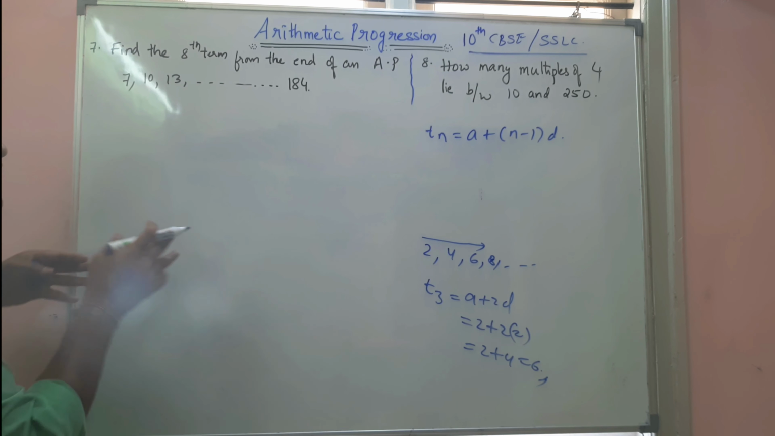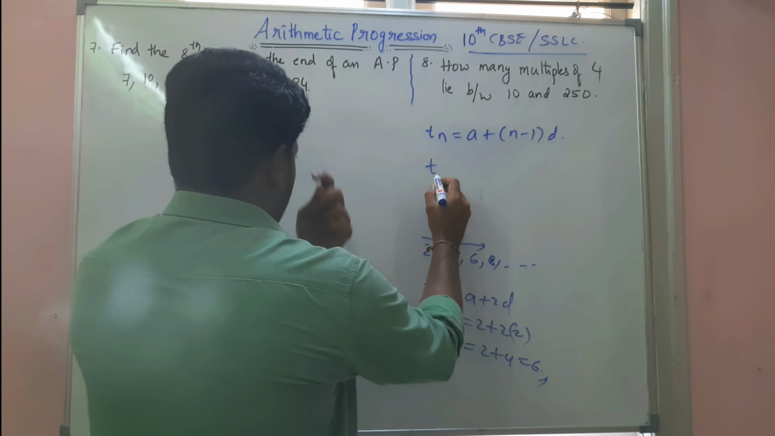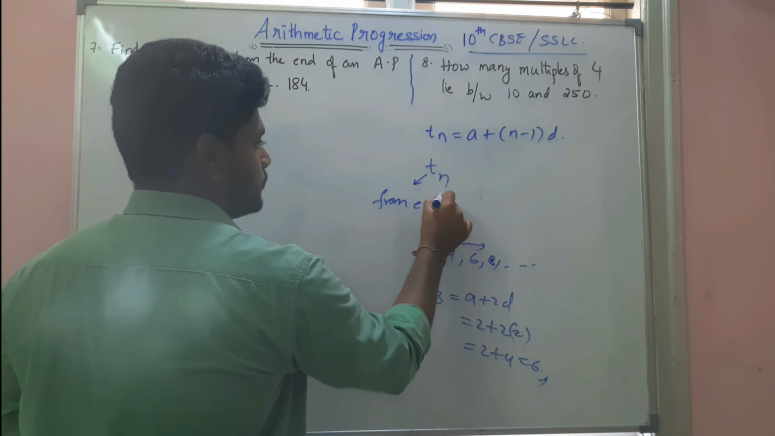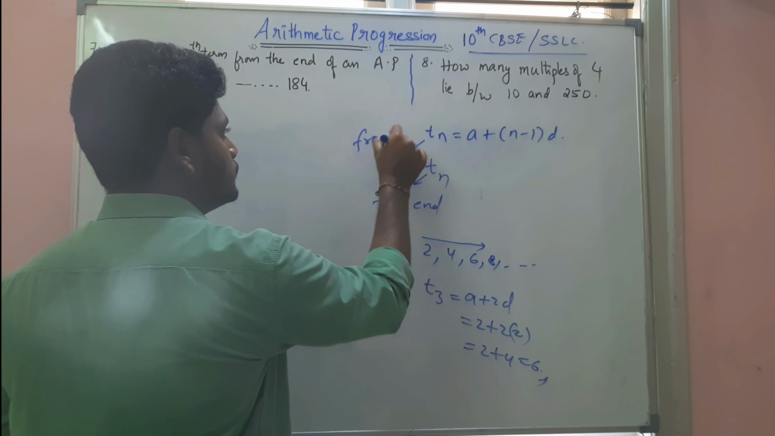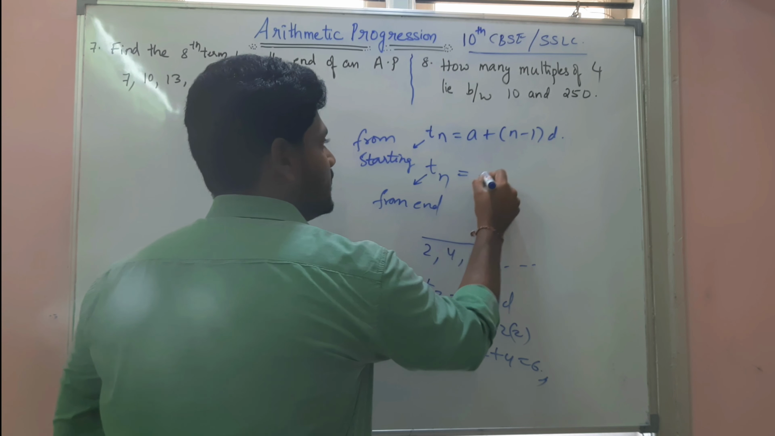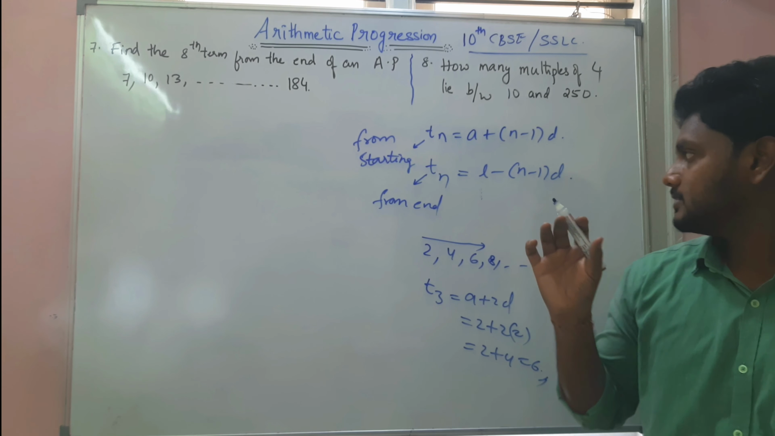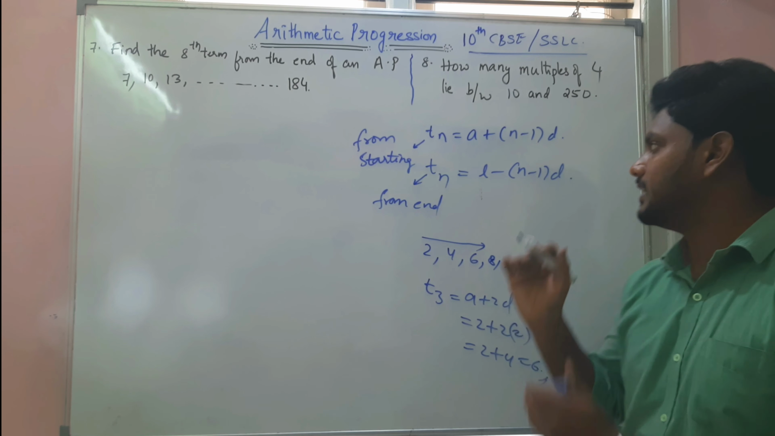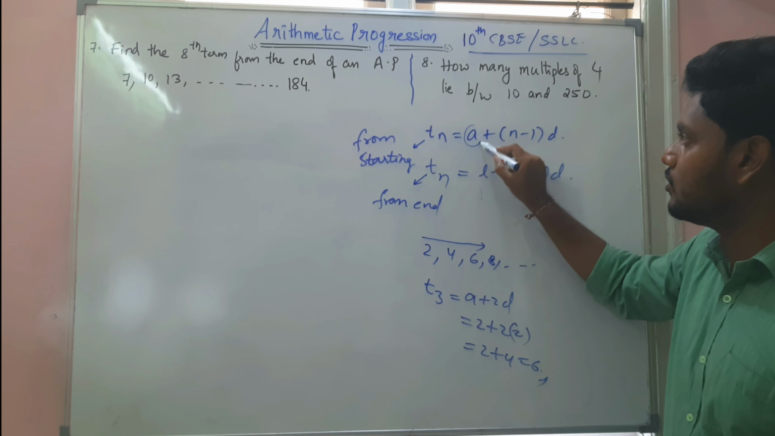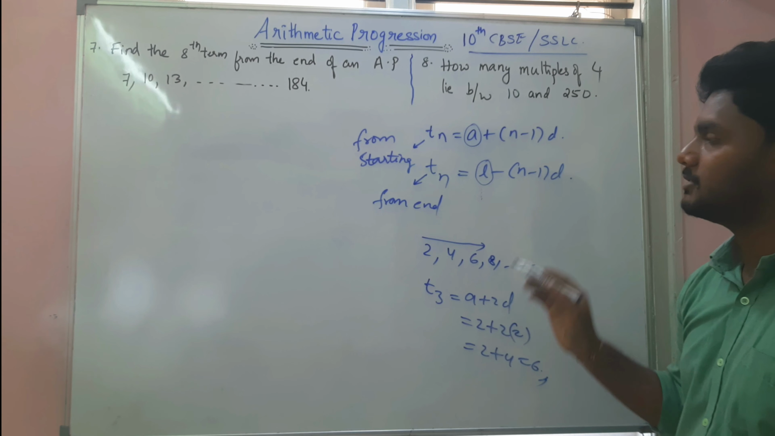But the 8th term from the end. From the end, there is also a formula. So that will be called like Tn. This is from the end. This is from the start. Okay, Tn, that formula is L minus (n minus 1) into d. So this is very easy to remember, the difference between start and end. Starting is A. What is A? A is called the first term. So from the end, it is L, that is, L is nothing but the last term.